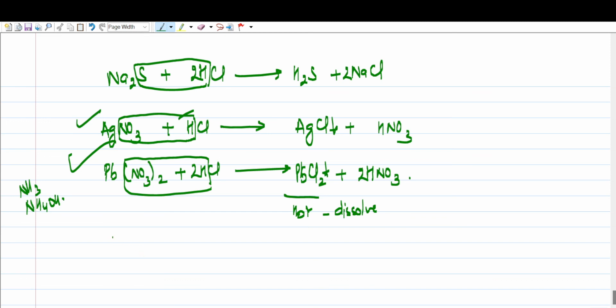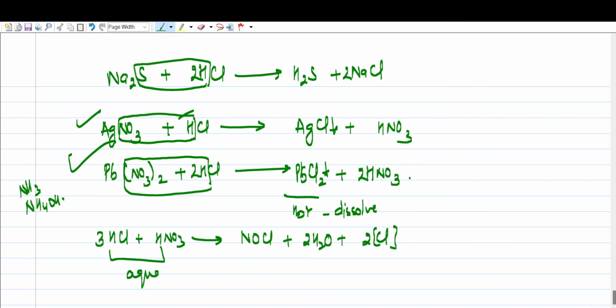That last reaction, what happens when hydrochloric acid combines with nitric acid. So three parts of hydrochloric acid, one part of nitric acid will combine to form nitrosyl chloride, right? Two molecules of water and two molecules of atomic chlorine or nascent chlorine, right? This combination is also known as aqua regia, okay, or it is known as royal water.